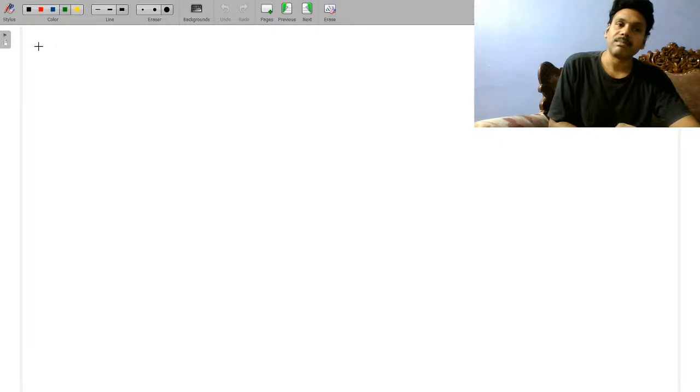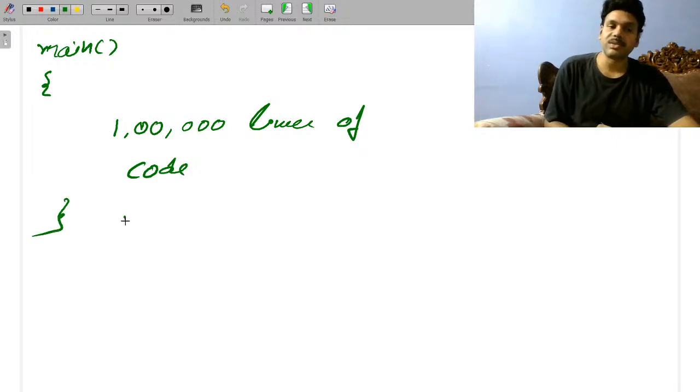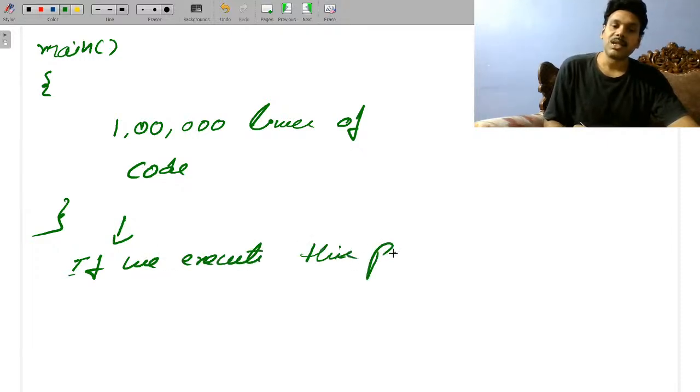If my program is like this, this is my main program, which consists of almost 1 lakh lines of code. If we execute this program, please understand, friends, how useful threads are in real time. If we execute this program, it takes much time.